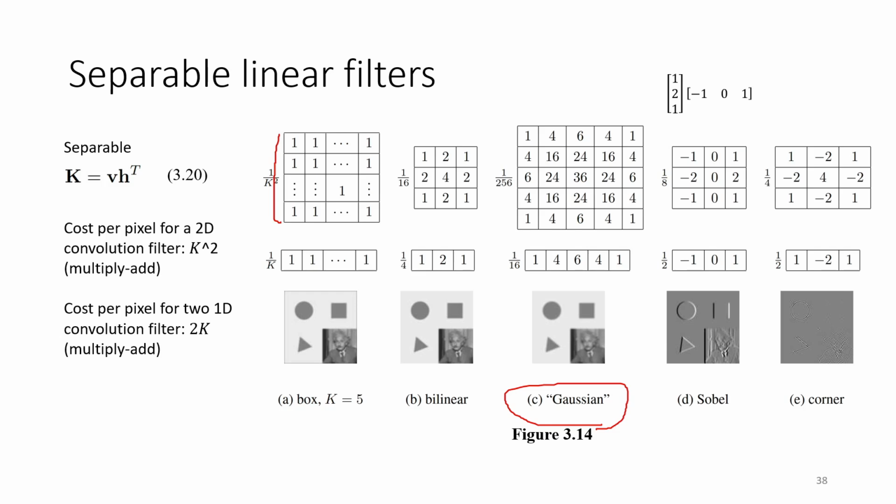However, if we can separate a two-dimensional kernel into one-dimensional kernels, then we can apply the vertical kernel and then apply the horizontal kernel. Therefore, the total computational cost is reduced to 2k multiplications plus 2k additions. So this is the reason why we need to care about whether a kernel is separable or not. If it is, then we can compute the result very efficiently.